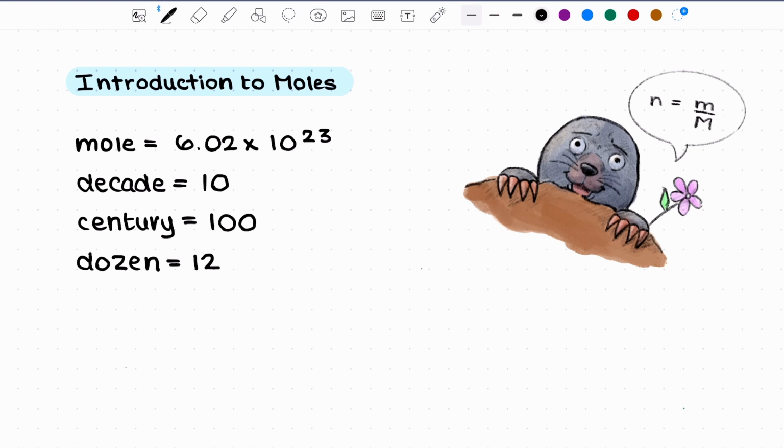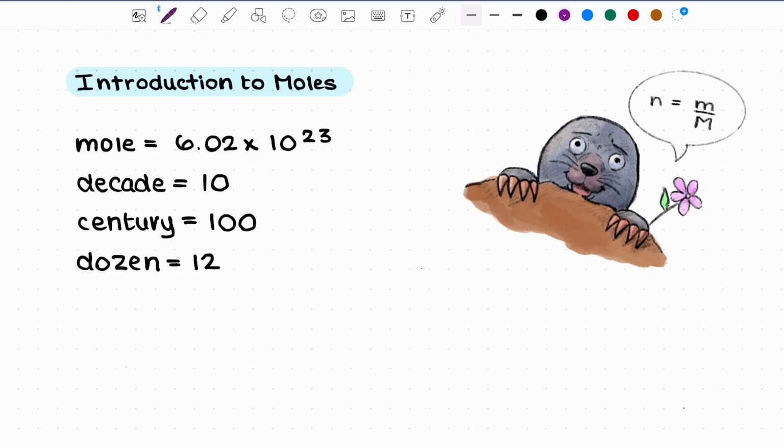So, all of these words, decade, century, dozen, they each refer to a specific number, and they always refer to that number, right? So a decade is always 10, a century is always 100, and a dozen is always 12. And the same thing, a mole is always 6.02 times 10 to the 23. So instead of always having to say, oh, I have 6.02 times 10 to the 23 of this, I can say I have 1 mole of it, right? And that just makes everything a whole lot simpler.